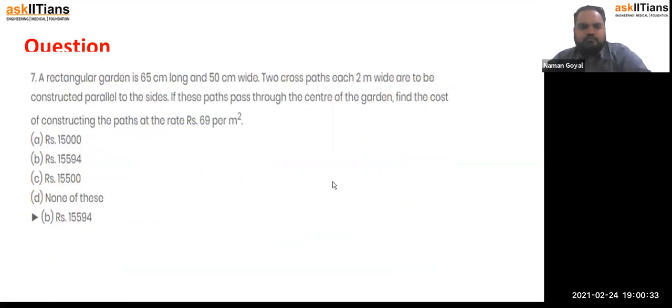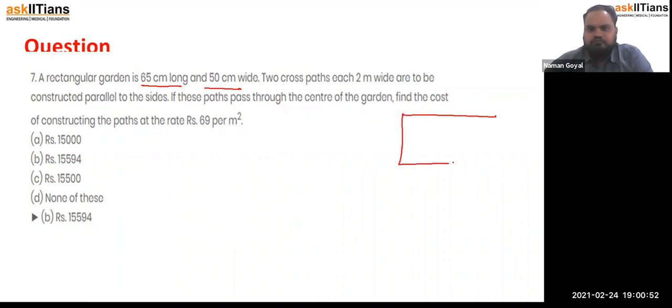Okay, now next question. A rectangular garden is 65 meter long and 50 meter wide. Okay, let's draw it. Fair enough. Now there are two cross paths.